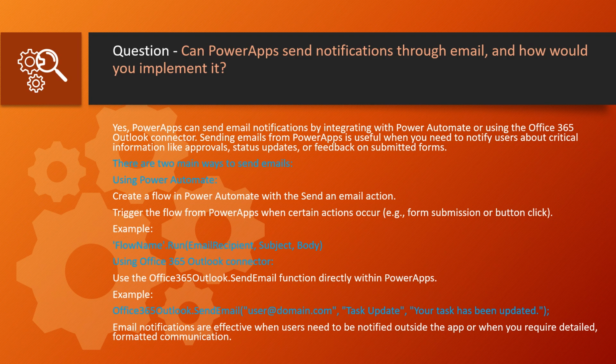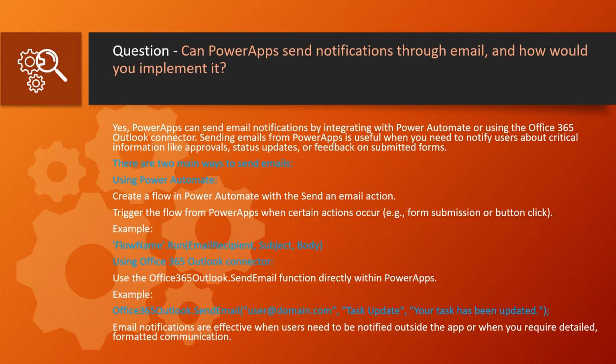Sending email from Power Apps is useful when you need to notify users about critical information like approvals, status updates, or feedback on a submitted form. There are two ways to send the email: by using Power Automate or by using the Office 365 Outlook connector.